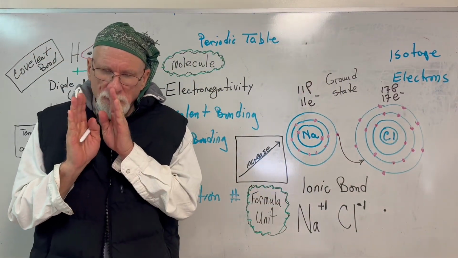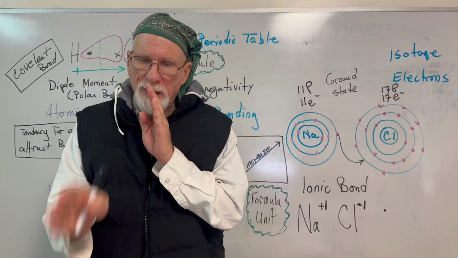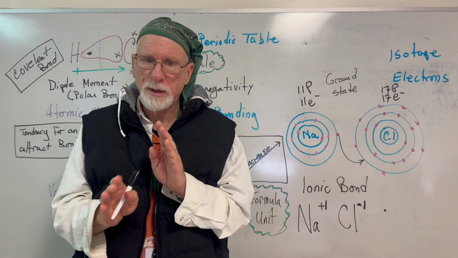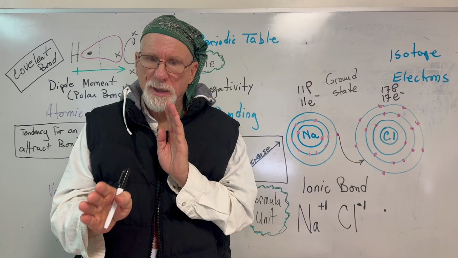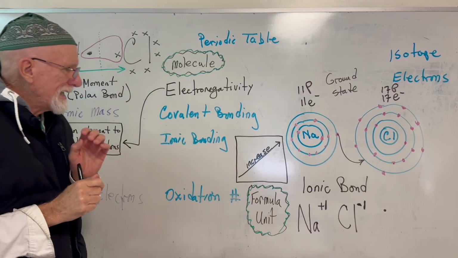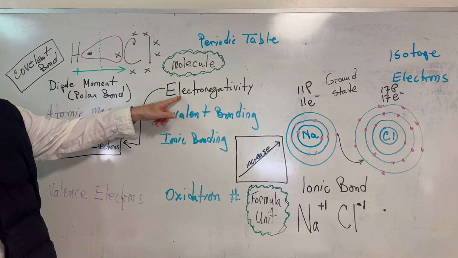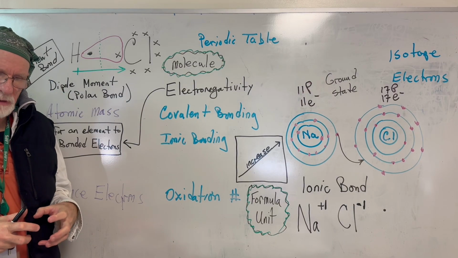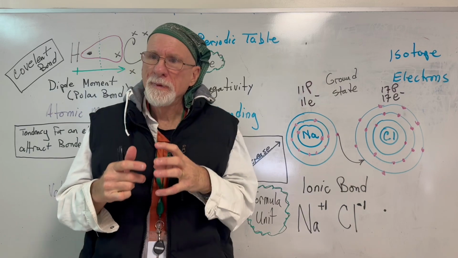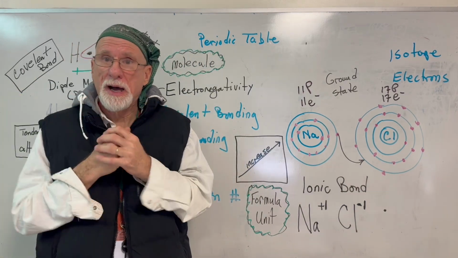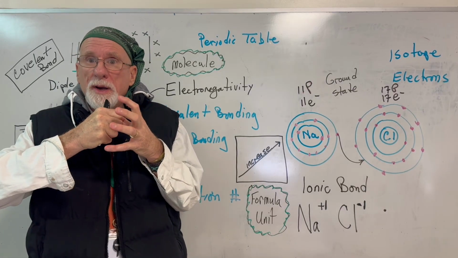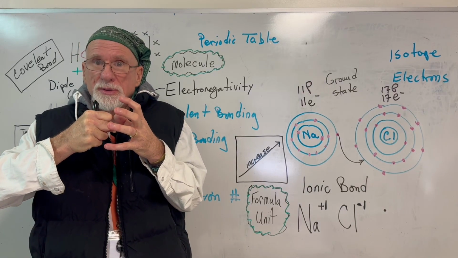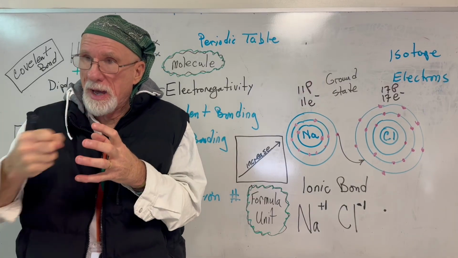Okay, now, in order to understand bonding, you have to understand a word that I'll define. It's called electronegativity. Electronegativity is simply this. It's a tendency for an atom to be attracted to bonded electrons. The higher the electronegativity, the more it wants those electrons that make up the bond.